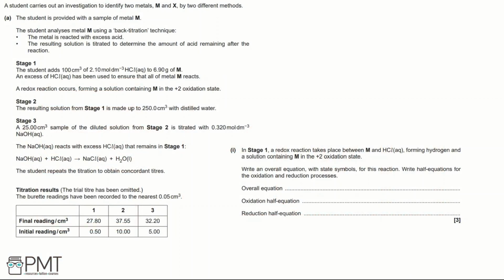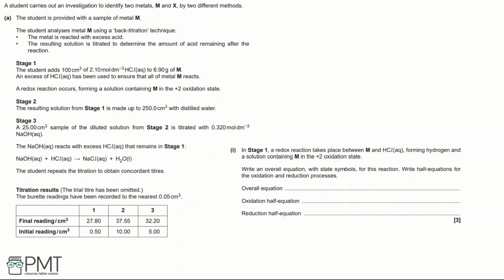A student carries out an investigation to identify two metals, M and X, by two different methods. Part A. The student is provided with a sample of metal M. The student analyses metal M using a back titration technique. The metal is reacted with excess acid. The resulting solution is titrated to determine the amount of acid remaining after the reaction.